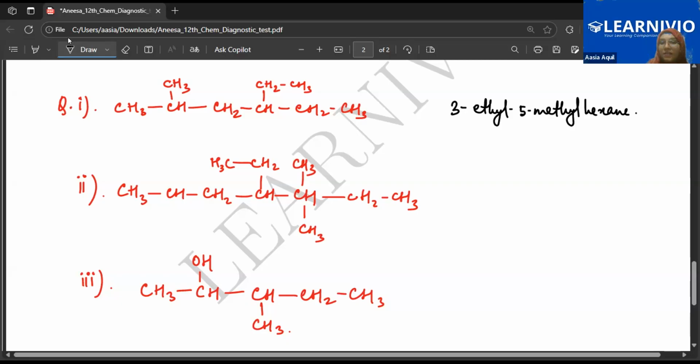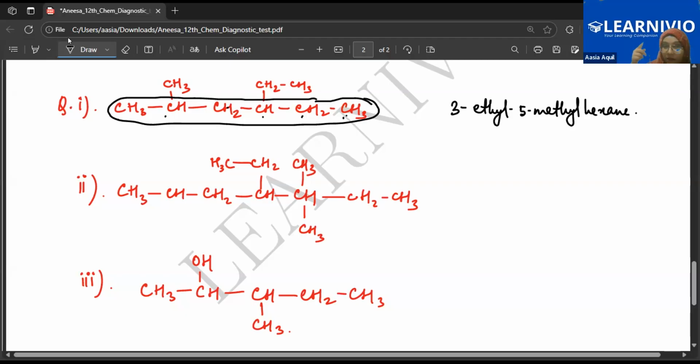Okay, now let's check it. What is the parent chain? It's the longest chain. So 1, 2, 3, 4, 5, 6. Right? When you start from here, it's also 1, 2, 3, 4, 5, 6, so it's the same. Now, let's see from where we should start the numbering so that the substituent will get the smallest number. If we start numbering from the right side, it will have 1, 2, 3, 4, 5, and 6.